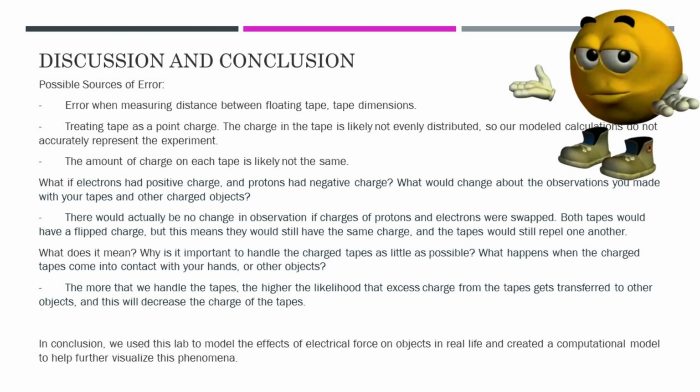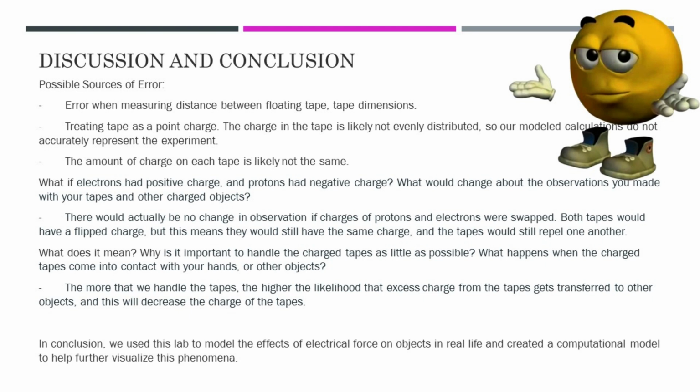As for our what if and why questions: what if electrons had positive charge and protons had negative charge? What would change about the observations made with our tapes and other charged objects? There would actually be no change in observation if the charges of protons and electrons were swapped. Both tapes would have a flipped charge, but this also means they would have the same charge as one another, so the tapes would still repel one another.